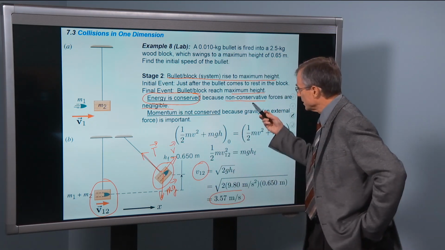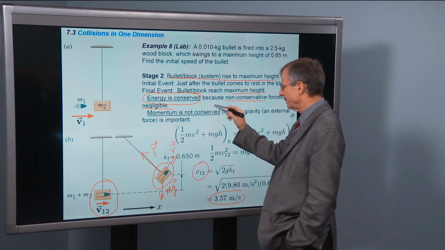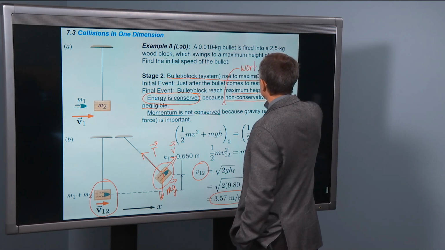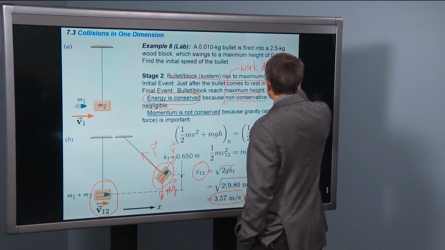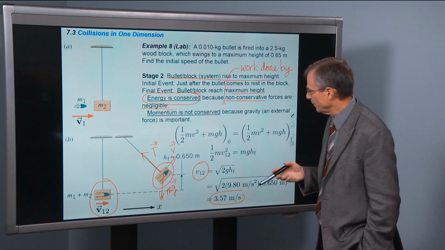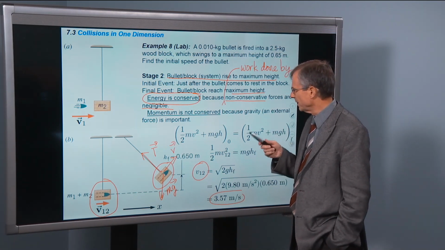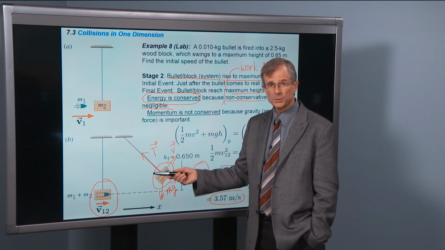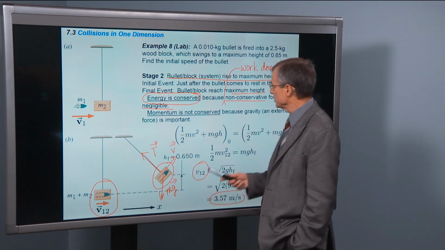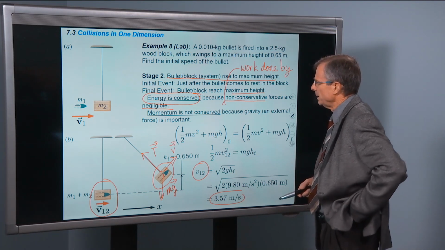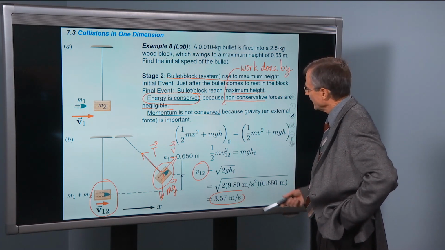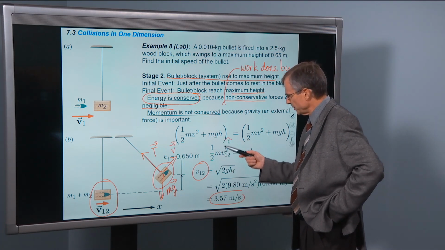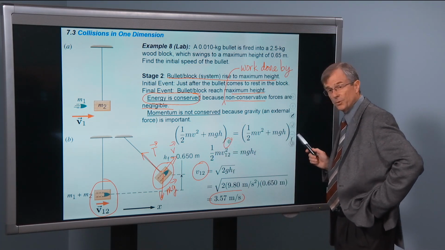But the important thing here is that the work done by non-conservative forces is negligible. I'm always trying to be careful about saying it's the work done by non-conservative forces. This tension is not negligible, but it doesn't do any work. So we're going to conserve energy. Energy is kinetic plus potential initially, equals kinetic plus potential finally.